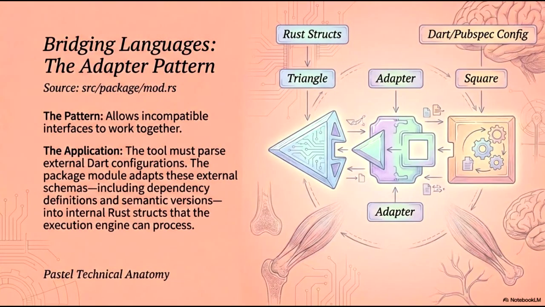The adapter pattern serves as a fundamental bridge between disparate languages and systems. As implemented in our package module, this pattern allows incompatible interfaces to work together by acting as a translation layer. In this specific context, the tool is required to parse external Dart configurations. The adapter transforms these external schemas, including complex dependency definitions and semantic versions, into internal Rust structs that are compatible with our execution engine. As illustrated in the diagram, the adapter acts as the intermediary, mapping the square interface of the Dart configuration to the triangle interface required by our internal Rust logic, ensuring seamless data flow and architectural integrity.